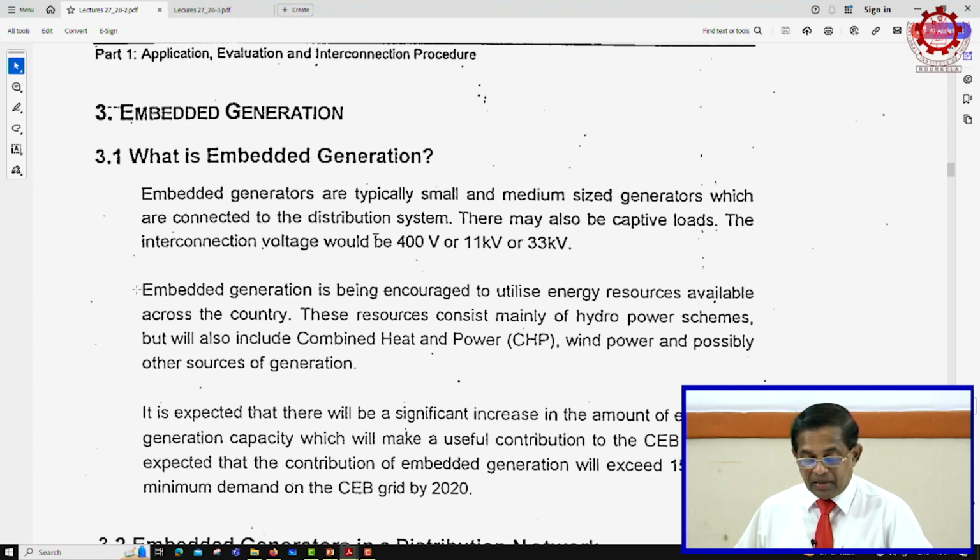So, on the types of plants, embedded generation is being encouraged to utilize energy sources available across the country. These resources consist mainly of hydropower schemes, but also will include combined heat and power, wind power, and possibly also other sources of generation.